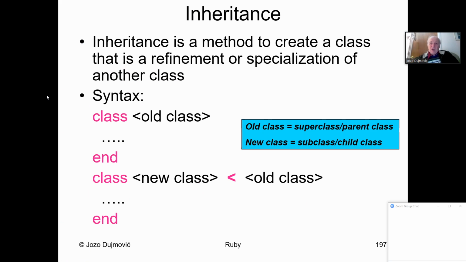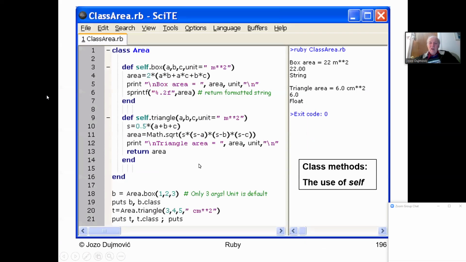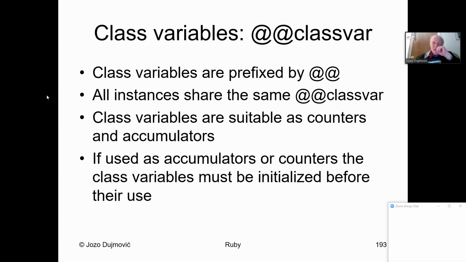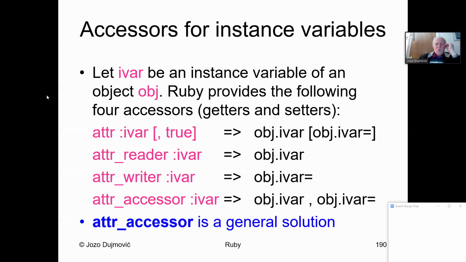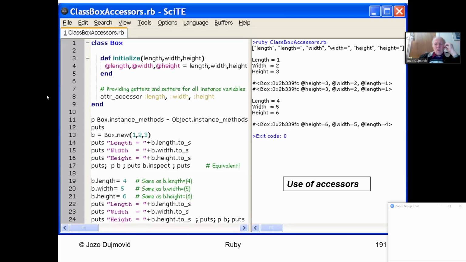So now, when we have inheritance, we also have the possibility to say a few words about class variables. And if you have the possibility to work with accessors, this can fit also here. So let me show this slide here. And when I have this box that I initialize with length, width, height, and I provide these getters and setters, I can use them to get and set variables.